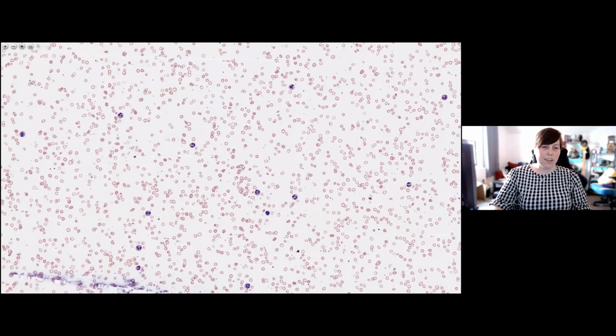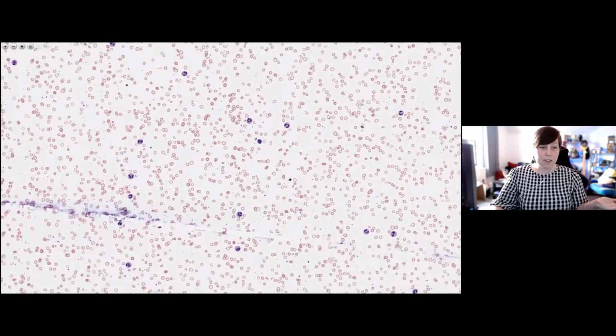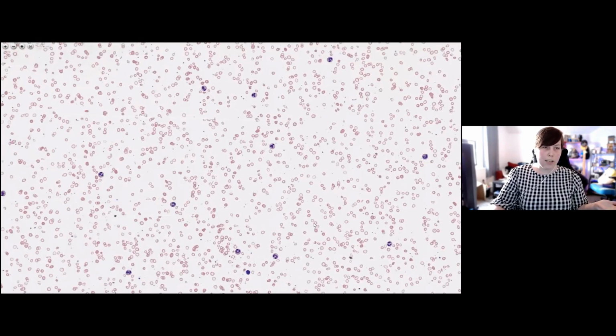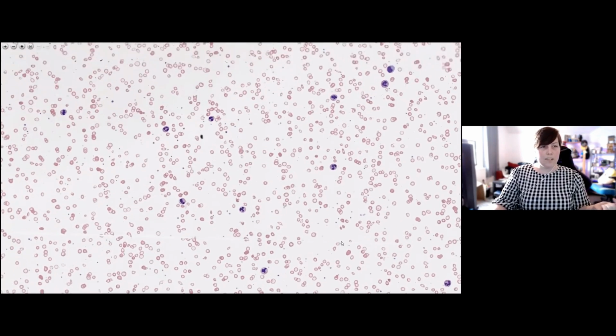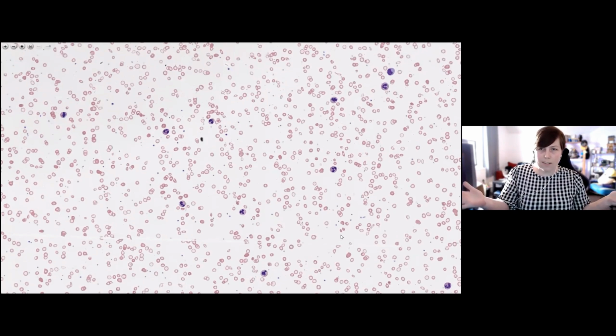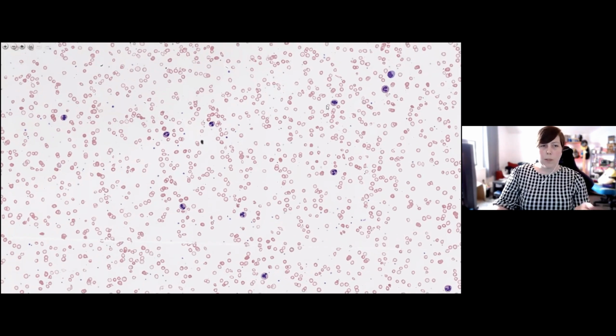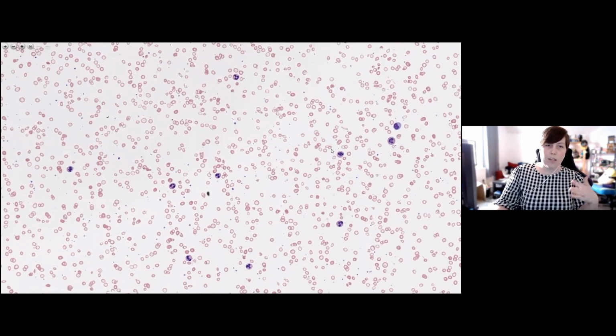So in looking at the film here, the first thing that I notice is the lack of red cells. So this is a nice, actually quite thick area of the film that we're reviewing. And you could see a lot of gaps there. There's a lot of background. There's not a whole lot of red cells in this field. The patient's definitely anemic. That is a low hemoglobin concentration.